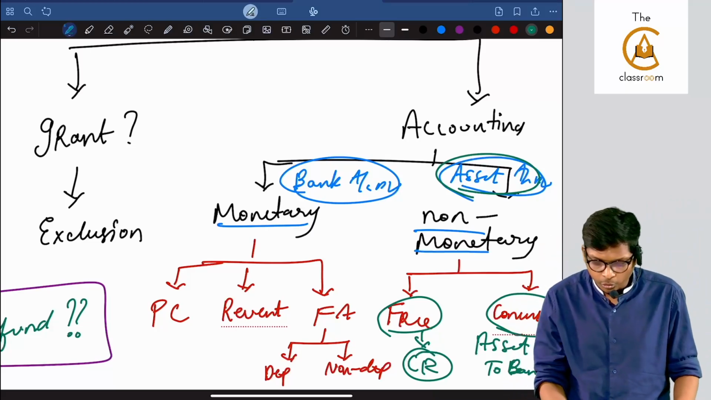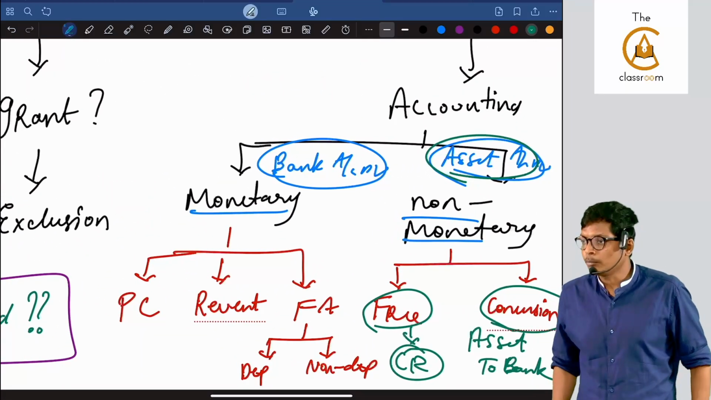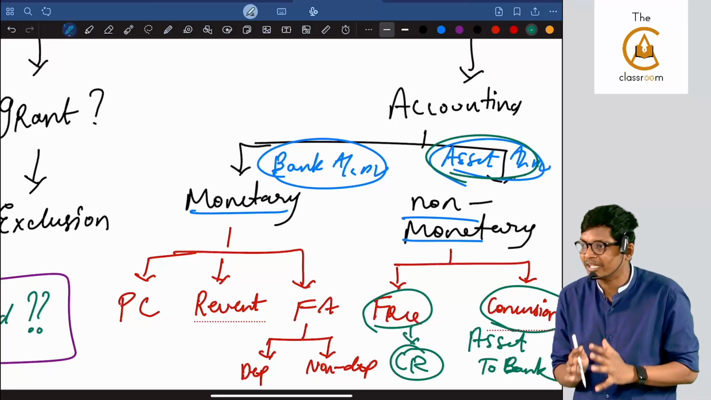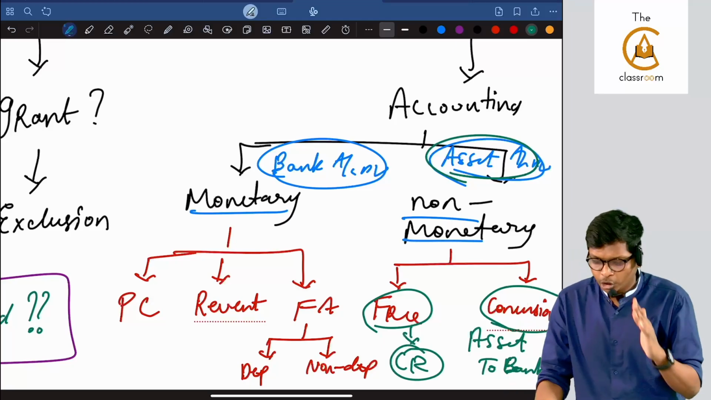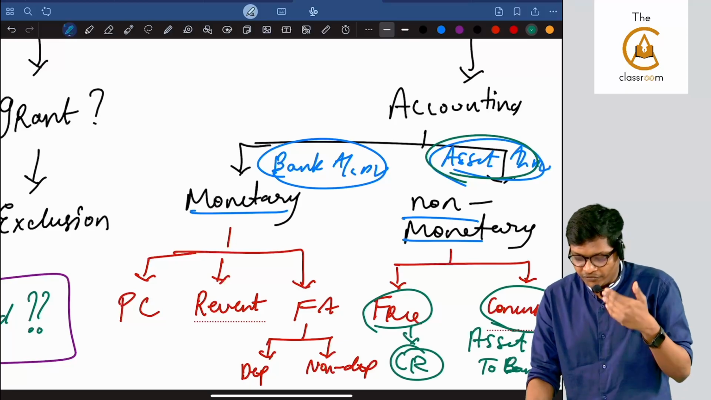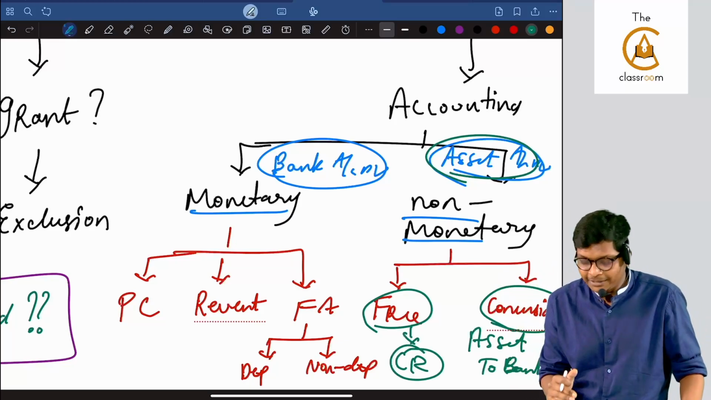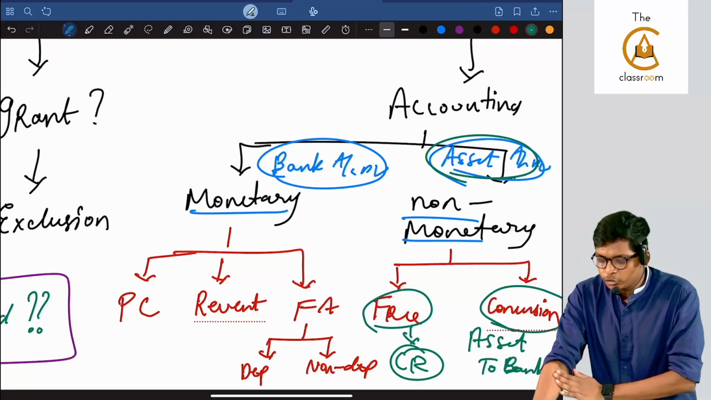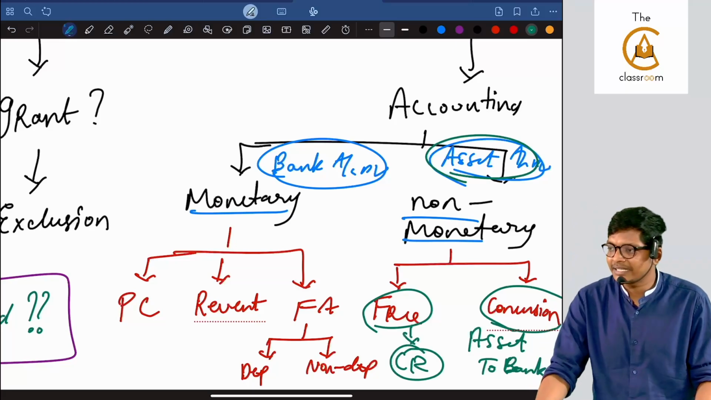Okay. So now quickly let's summarize. Accounting is of two types: monetary and non-monetary. I want you to visualize, guys. You're all not studying for the first time, you know the subject to an extent. So in non-monetary asset, we have free and concession. If it's free, the entry is going to be asset to capital reserve for nominal value. If it is concessional, it's going to be asset to bank. Are you following? Asset to bank. Is that clear, guys? All of you with me?